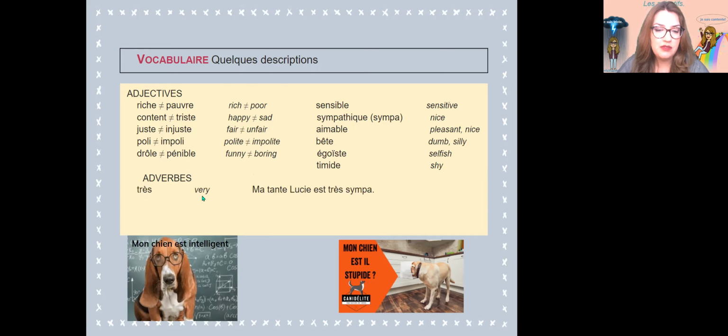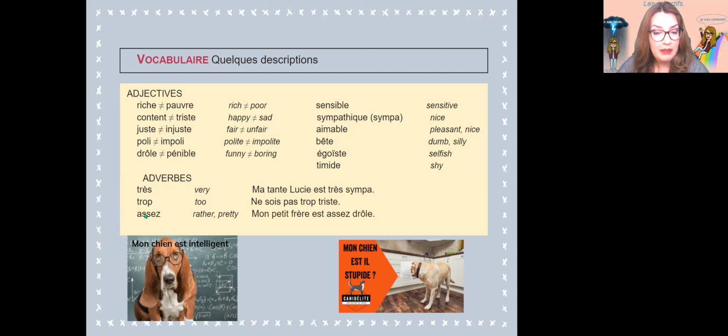Très means very. Ma tante Lucie est très sympa. My aunt Lucy is very nice. Trop means too, as in T-O-O. Ne sois pas trop triste. Don't be too sad. And we saw that ne sois pas means do not be. It's the verb to be, or être, in the command form.